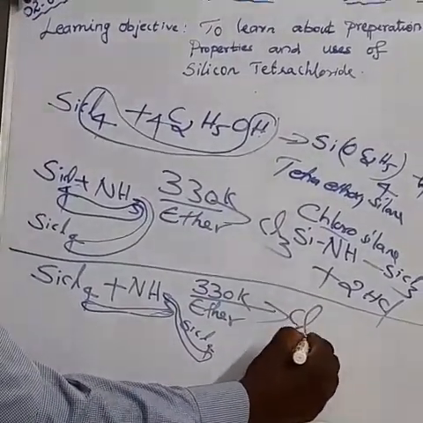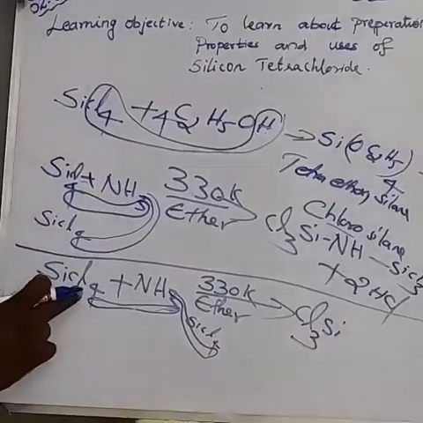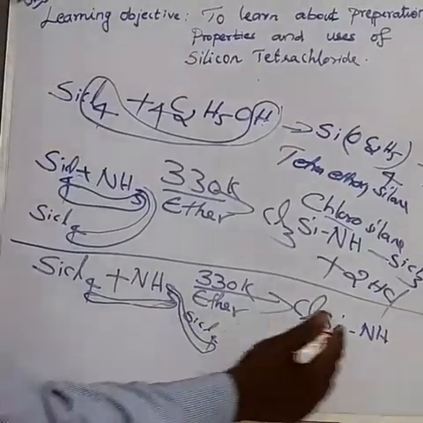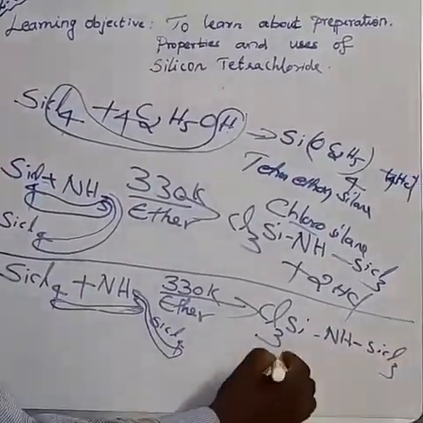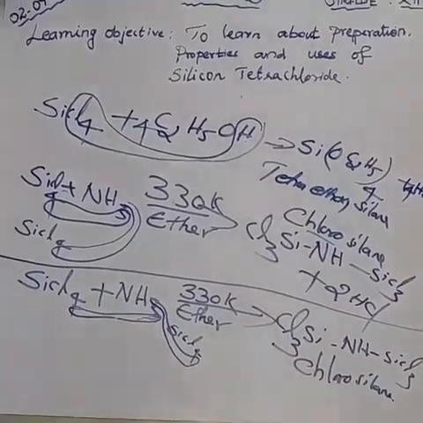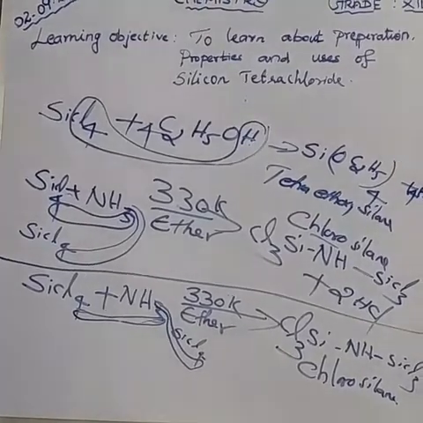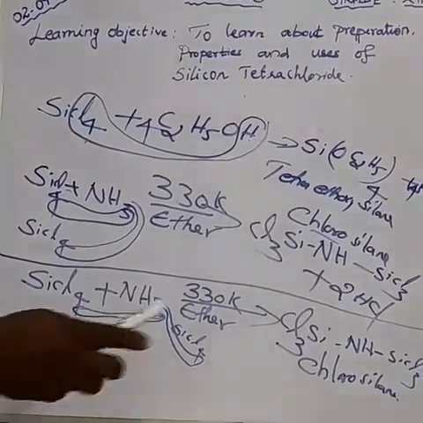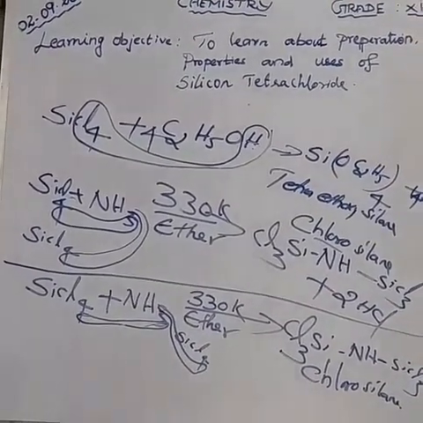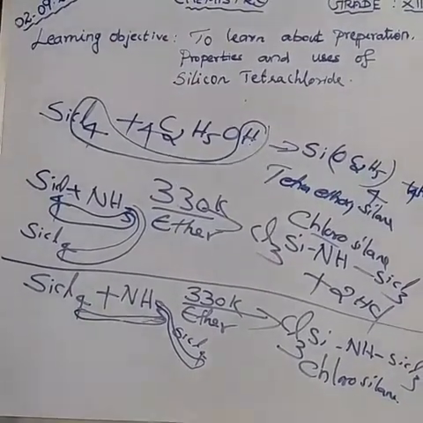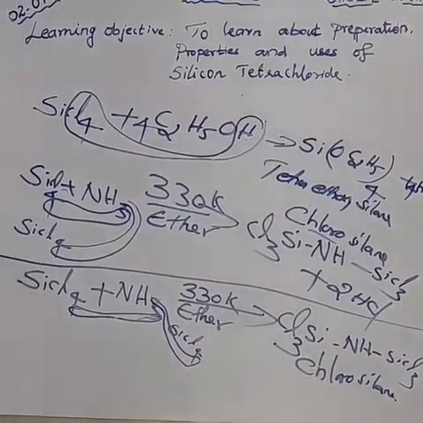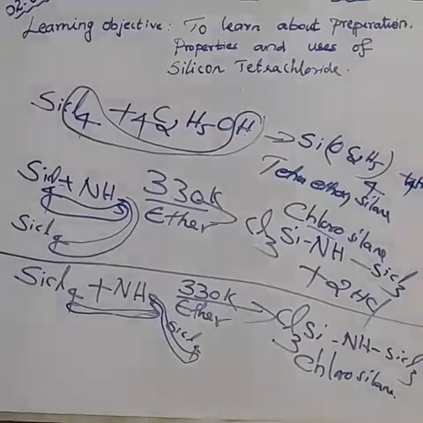It can be reversed, and we can write Cl3Si, starting from here: Cl3Si, NH, and here also SiCl3. Chlorosilane. So, an important question: how is chlorosilane prepared? That's the question. Then I already told you about the uses. It is used for the production of semiconducting silicon, and also as a starting material for the synthesis of silica gel, silicic ester, etc. Okay.